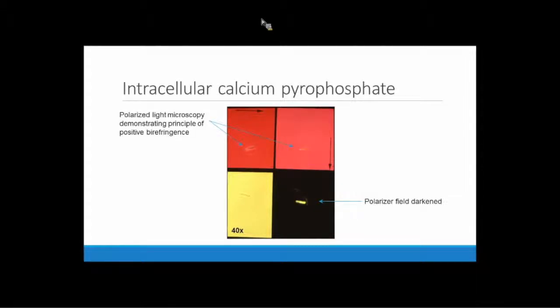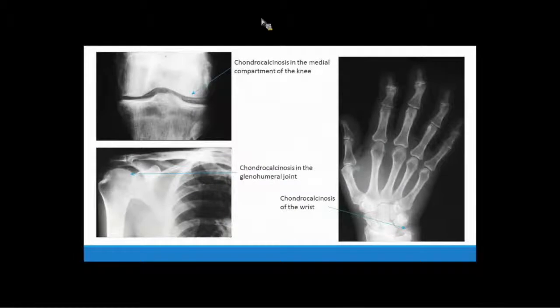So they're short and stubby. They don't harpoon the cell. They're much harder to see with just plain microscopy, but polarizer brings them out. When you see that intracellularly, you know you're dealing with pseudogout.